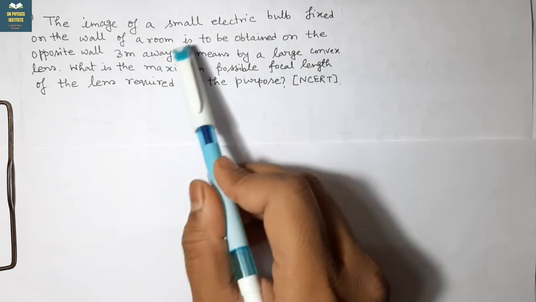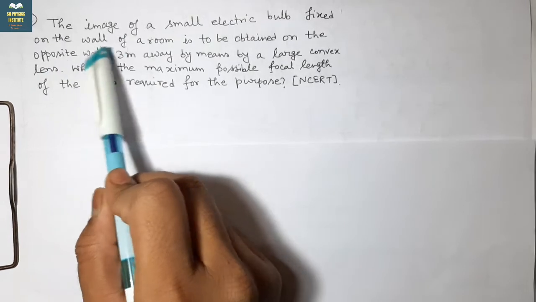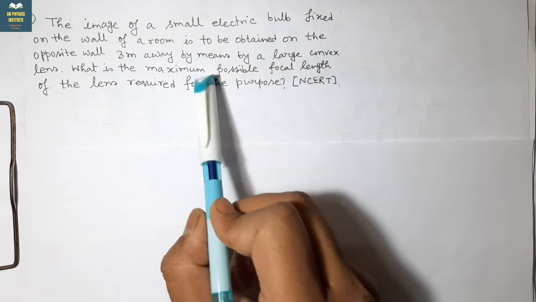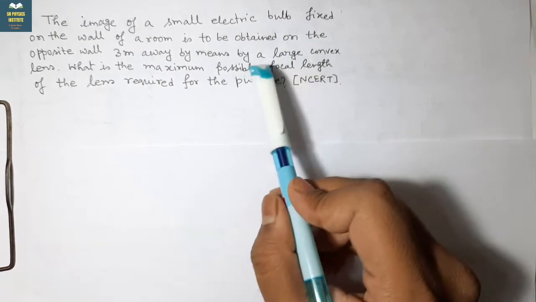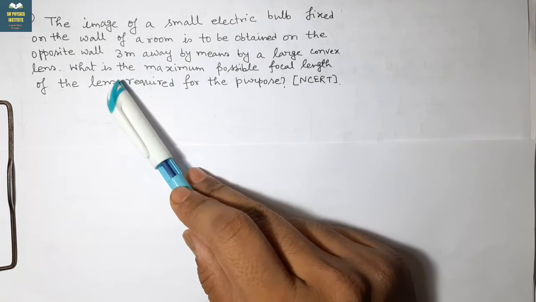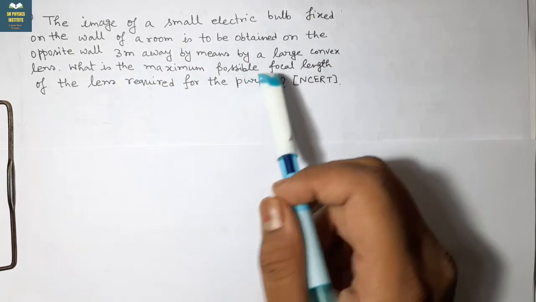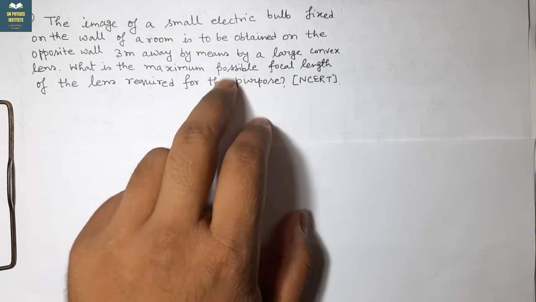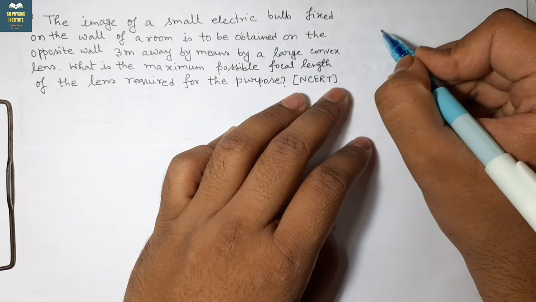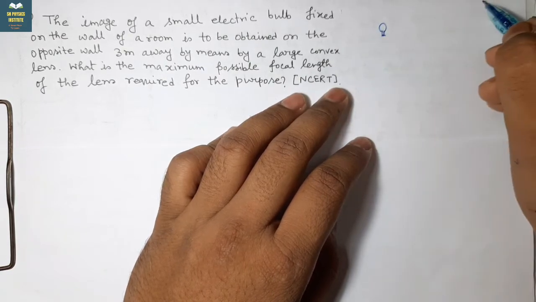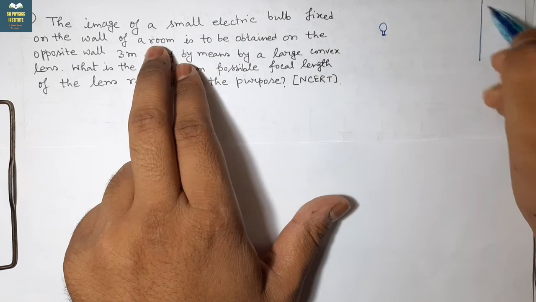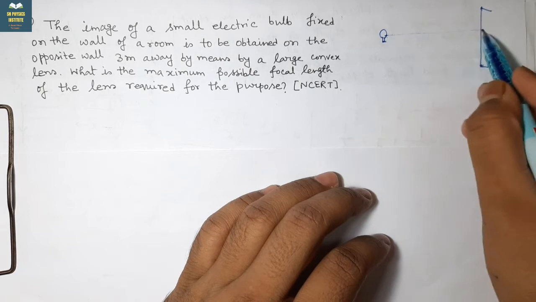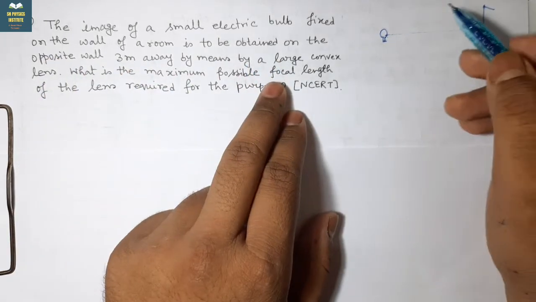The image of a small electric bulb fixed on the wall of a room is to be obtained on the opposite wall 3 meter away by means of a large convex lens. What is the maximum possible focal length? The same type of question is given. If you consider this is the bulb fixed on the wall, and this is the wall, here the image is formed by a convex lens.